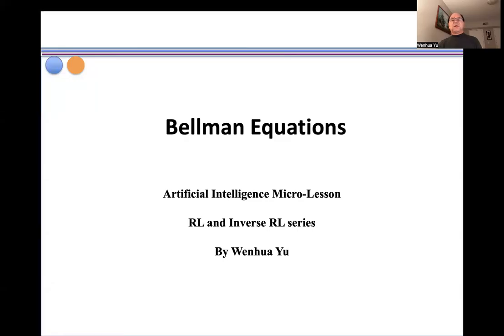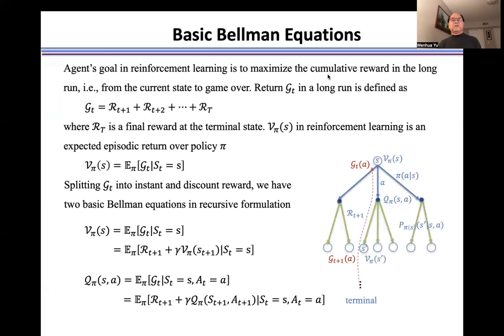Now I introduce Bellman equations. In reinforcement learning, for a given policy, an agent takes a sequence of actions under the policy along an episode and receives the cumulative reward. We refer to this cumulative reward as a return along a trajectory. The goal of reinforcement learning is to find the optimal policy to receive the maximum cumulative reward, or maximum return, along the trajectory.